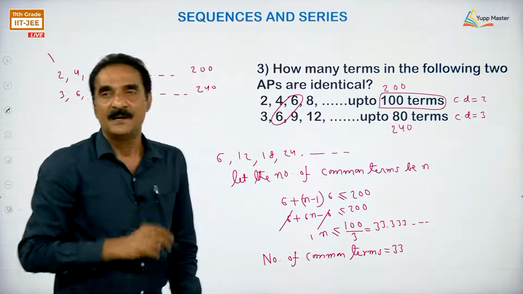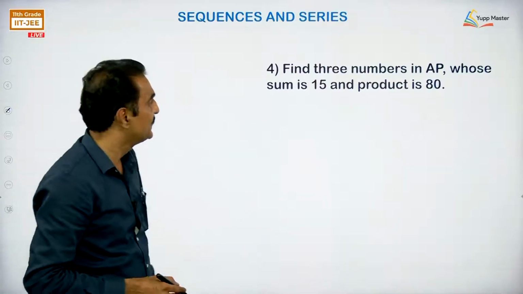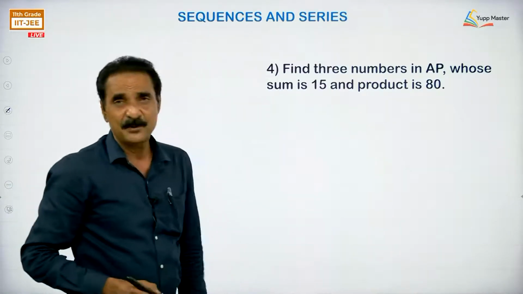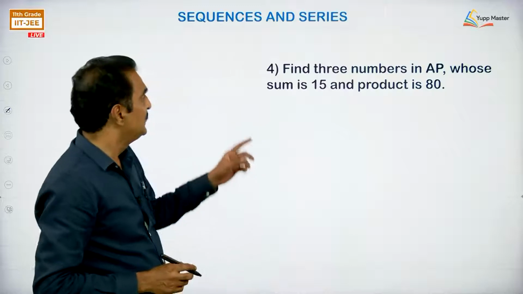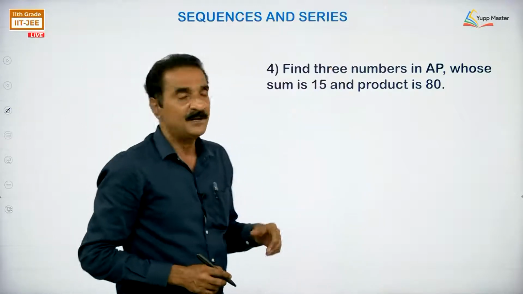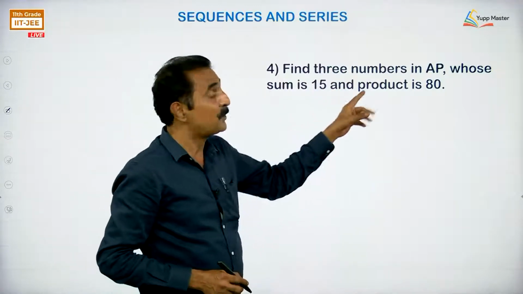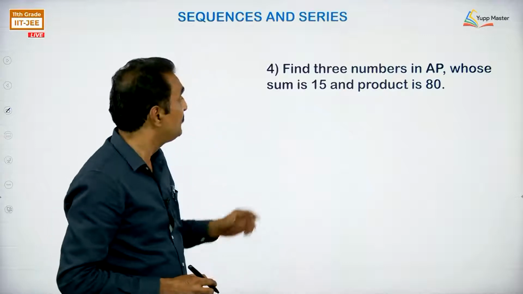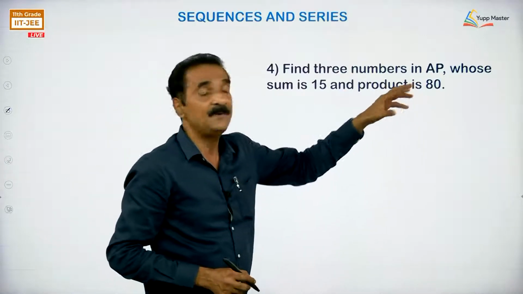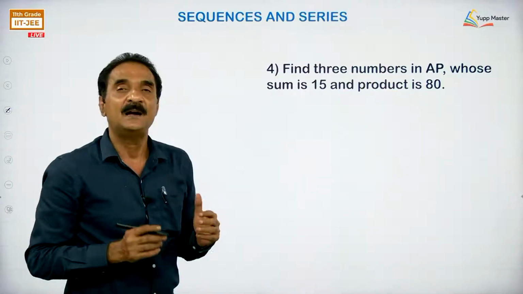Alright, let us proceed to next question. This is a very simple question. If three numbers are in AP whose sum is 15 and product is 80, find the three numbers in AP whose sum is 15 and product is 80.